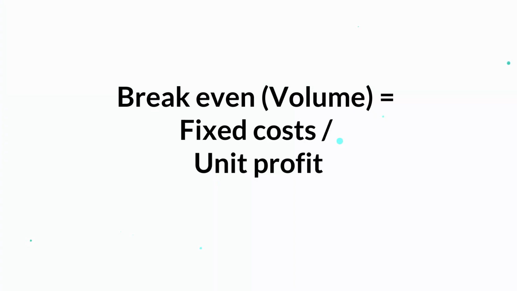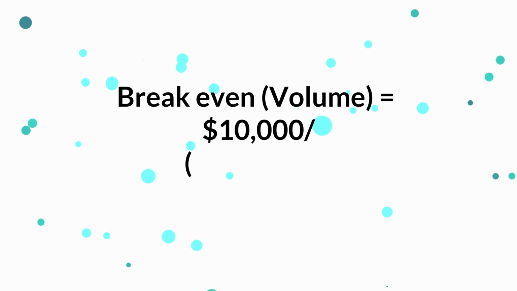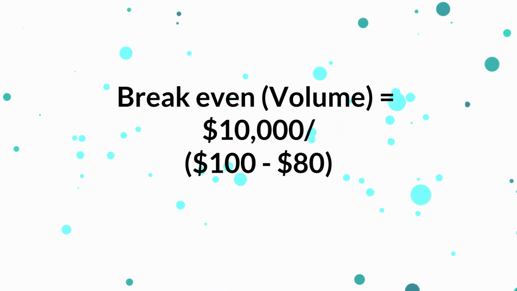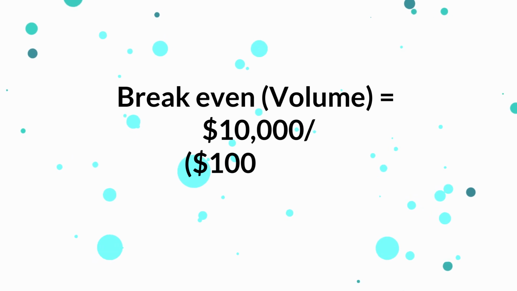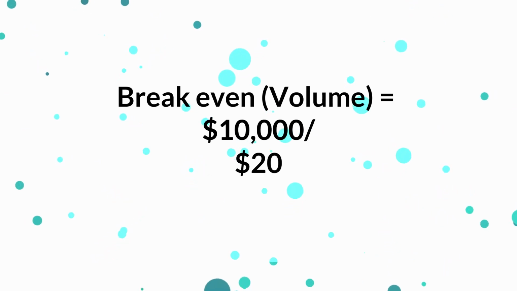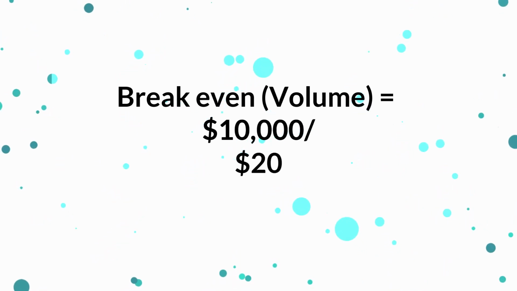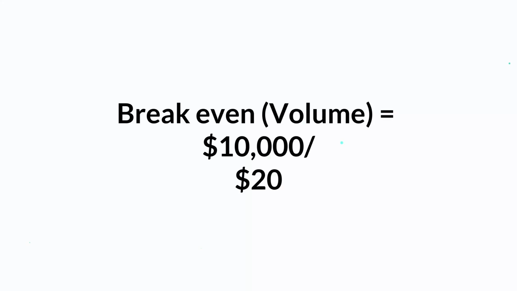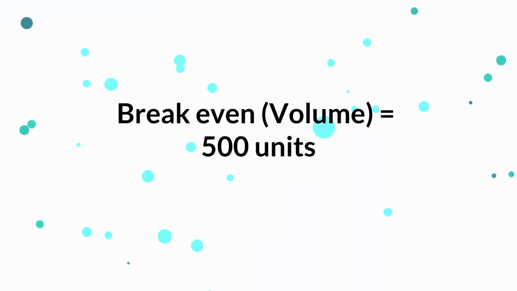In my fake example, let's say we have a fixed cost of $10,000 a month. We sell our products for $100 and it costs us $80 to produce them. In this situation, our profit margin is $20. And then we take 10,000 divided by 20 gives us 500 units. We have to sell 500 products to break even on that month.